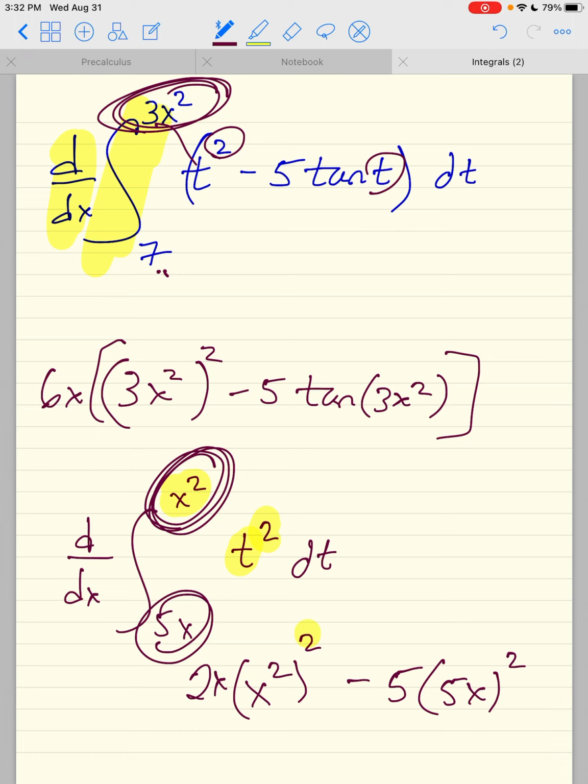So I hope this was helpful. This is the second fundamental theorem of calculus. It says when you take the derivative of an integral, then you are basically just getting back this times the derivative of the variable in the front.